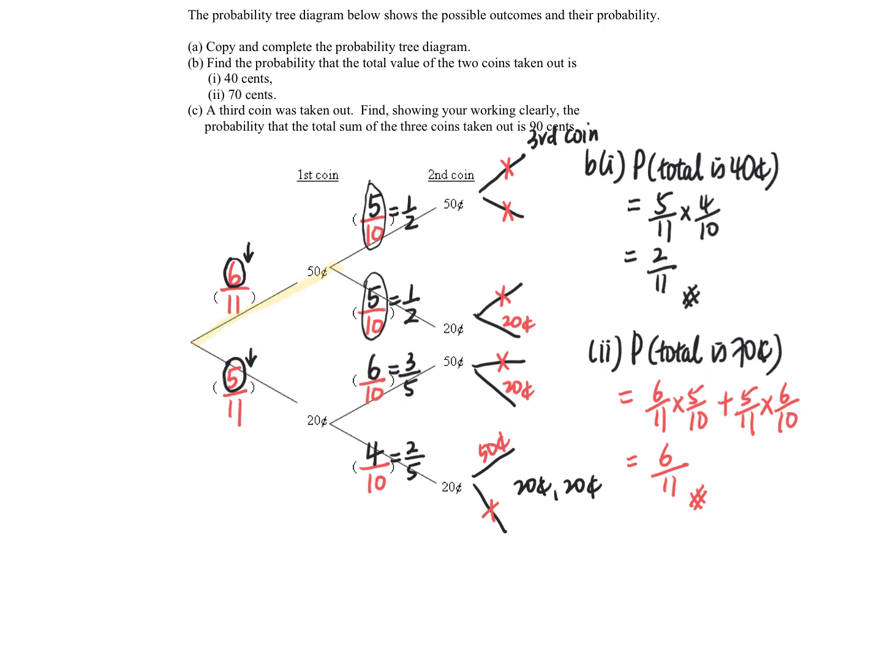One is this one. Okay, one is this. And then the third branch I want is this one.